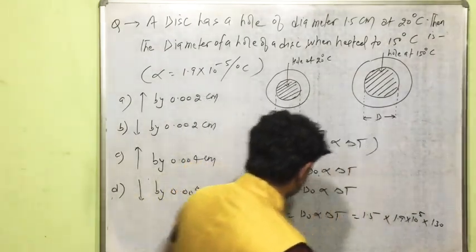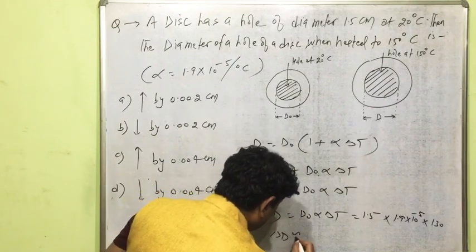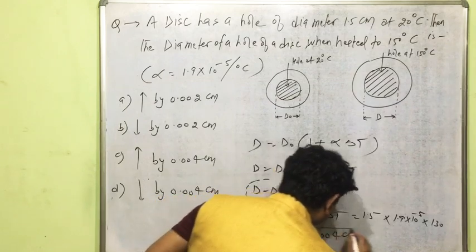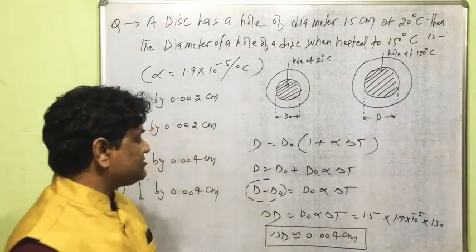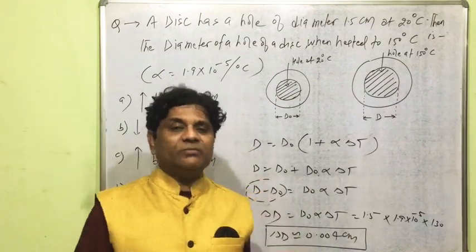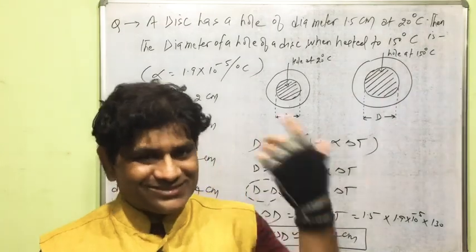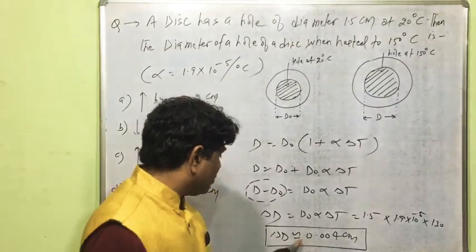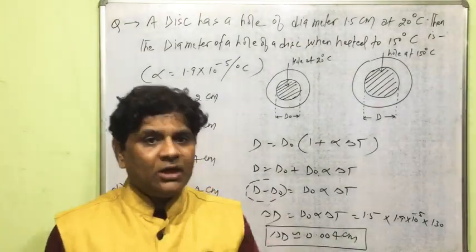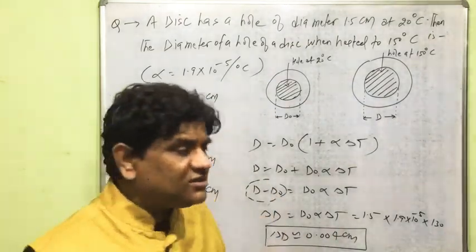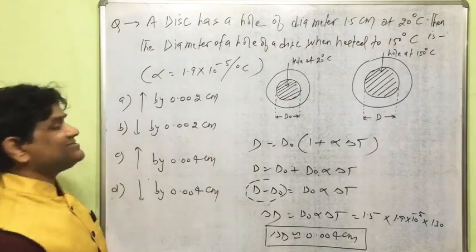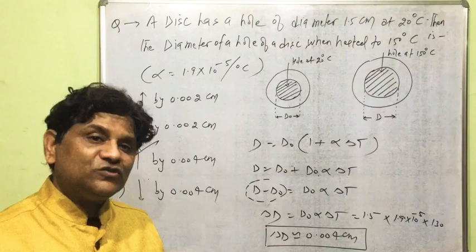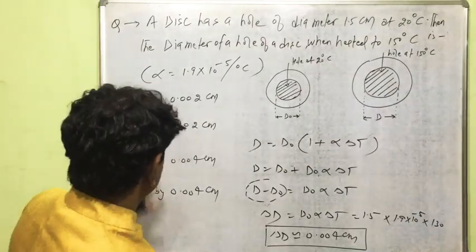You may solve this relation. Delta D will come nearly 0.004 centimeter, and this value will not become negative. This value is coming positive. Positive means increases by, negative means decreases by. So this value will not become negative, this value will come positive. Positive means increases by. So what may be the possible answer of our question? Increases by 0.004 centimeter.